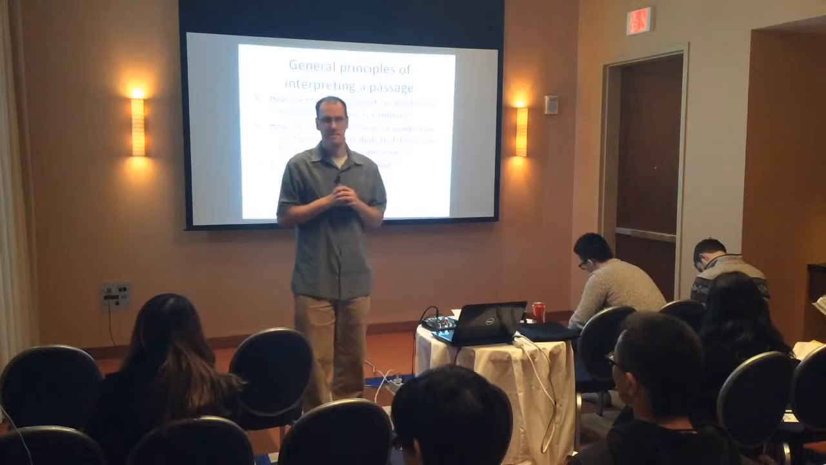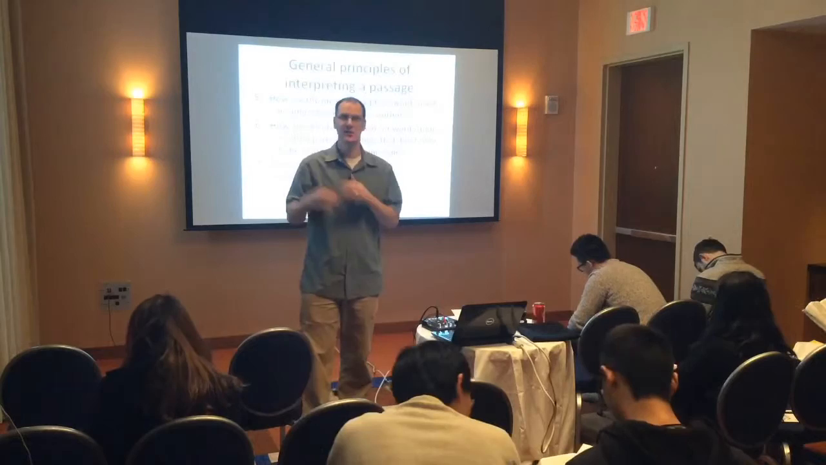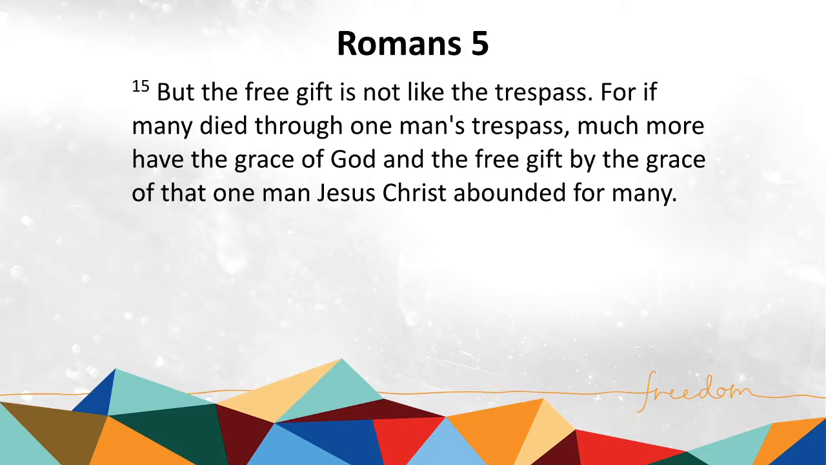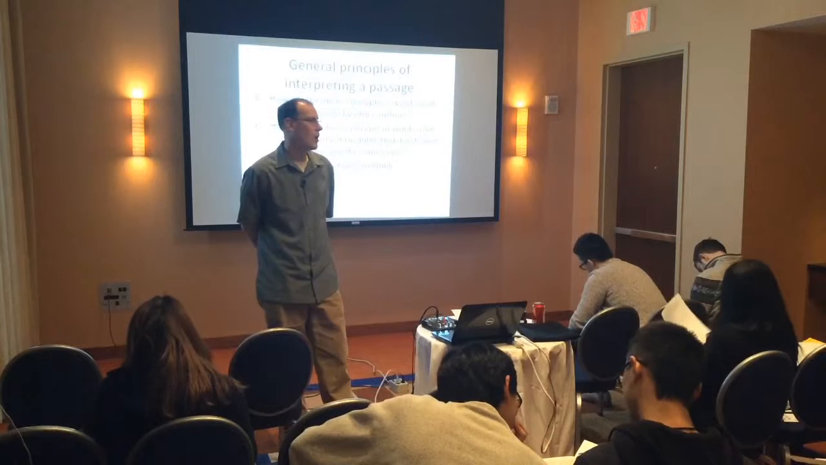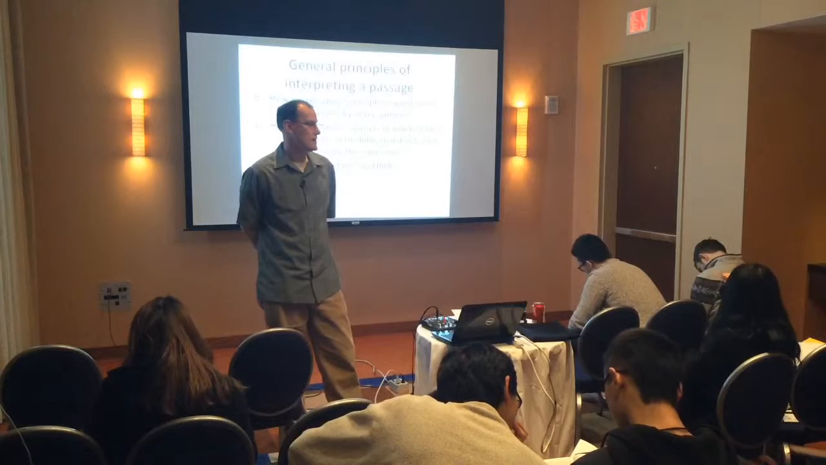It is in Romans 5:15 and following. So you want to read Romans 5:15 and 16? Just the one and the many is all I need. The free gift is not like the trespass, for if many died through one man's trespass, much more have the grace of God and the free gift by the grace of that one man, Jesus Christ, abounded for many. Okay, abounded for the many. So Jesus' gift is only for the many. It's not for all. Prior to that, it says it's for all. And so I was a little confused.